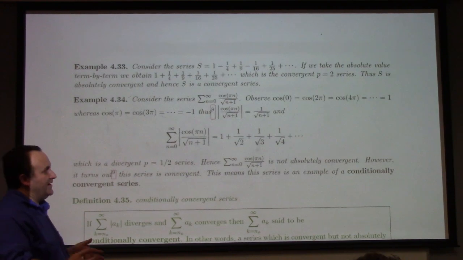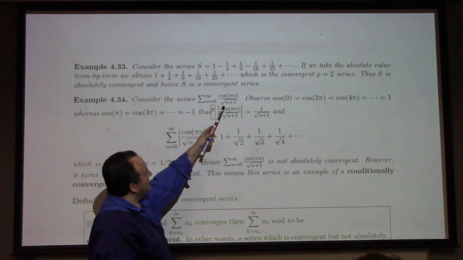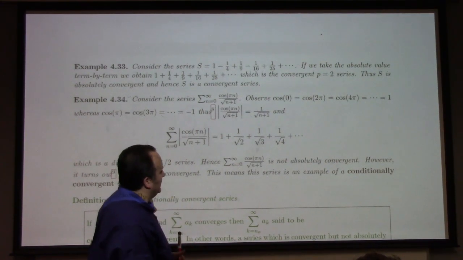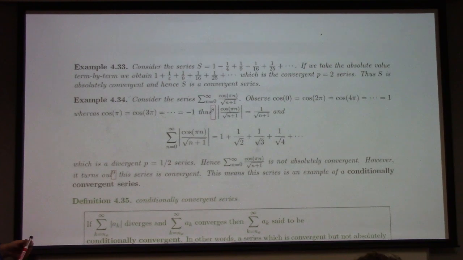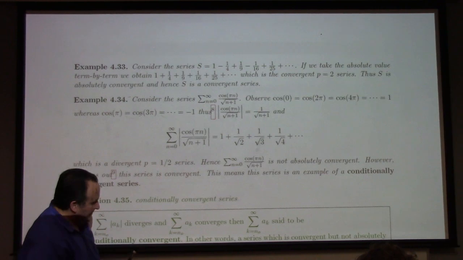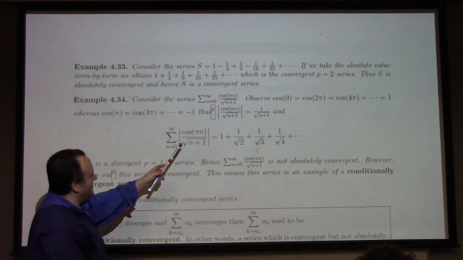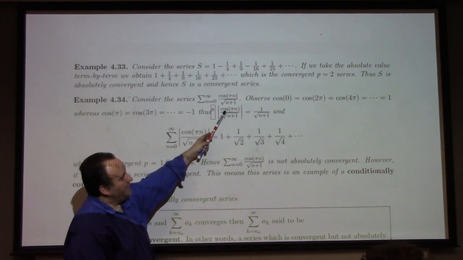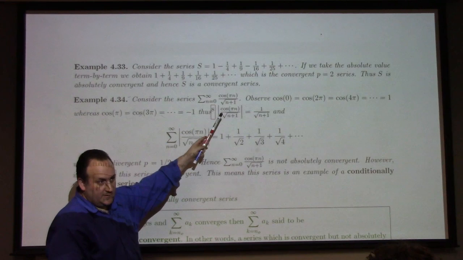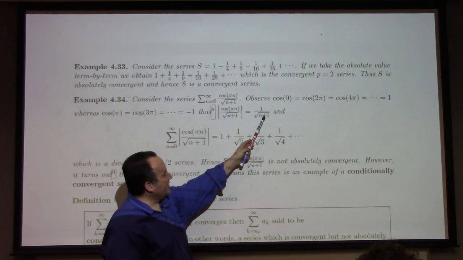Consider the series cosine of pi n over the square root of n plus 1. First of all, I want you to recognize something. Cosine of pi n is really just a funny way of writing minus 1 to the n. But anyway, the point is cosine of pi n is either 1 or minus 1. So the absolute value of that is 1. And so the absolute value of this given series is 1 over the square root of n plus 1.